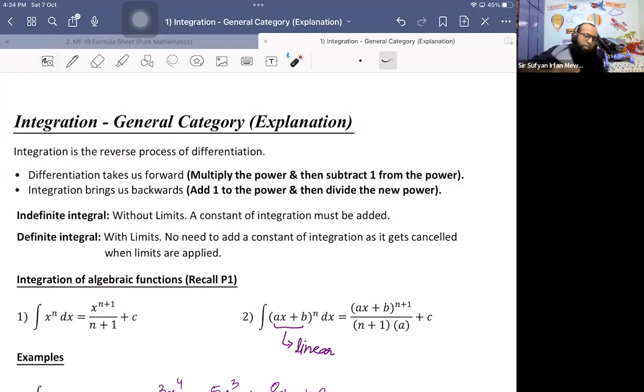So over here, (ax plus b) whole power n increased by 1 became n plus 1. The new power got divided, and the differentiation of the function within the bracket is a, so that is also divided. And because the limits are not there, we have taken the constant of integration, plus c.